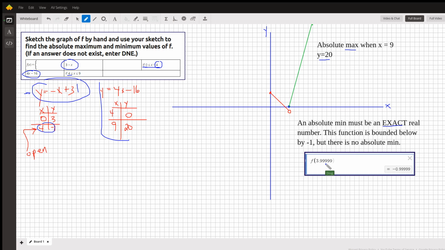Here's an example. If I ask what's f of 3.9999, I get real close to negative 1. And I could keep adding 9s here. And I get closer and closer to negative 1, but I'd never get there. So we don't have an exact absolute min.